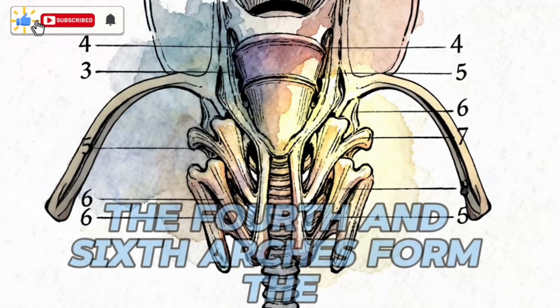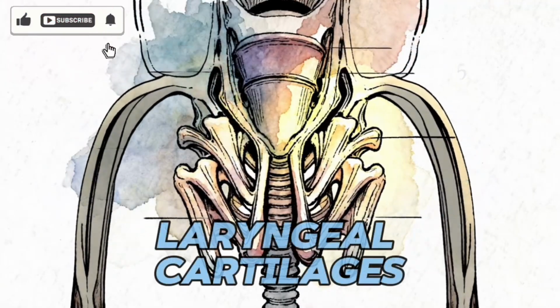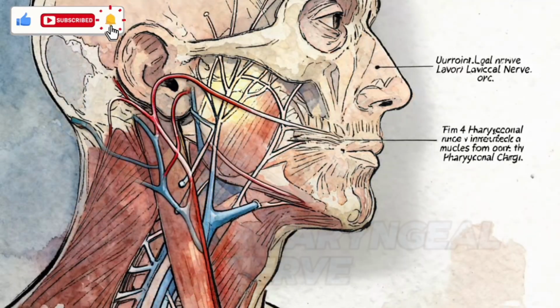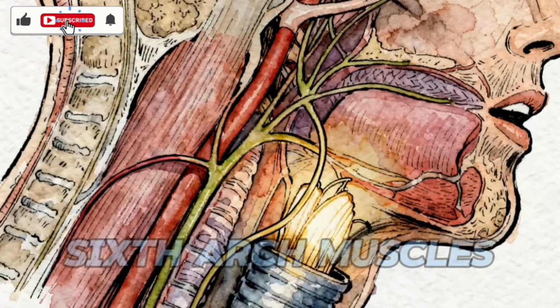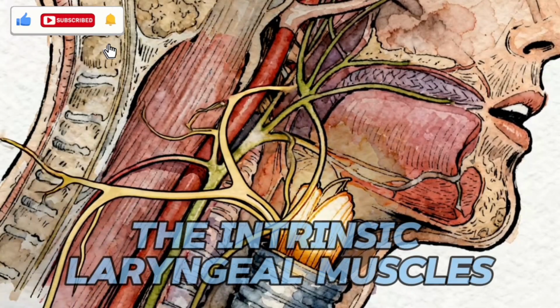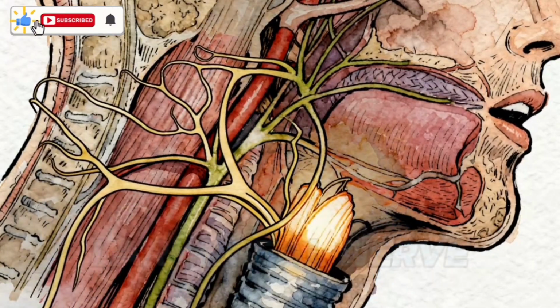The fourth and sixth arches form the laryngeal cartilages. Fourth arch muscles are supplied by the superior laryngeal nerve. Sixth arch muscles, the intrinsic laryngeal muscles, are supplied by the recurrent laryngeal nerve.